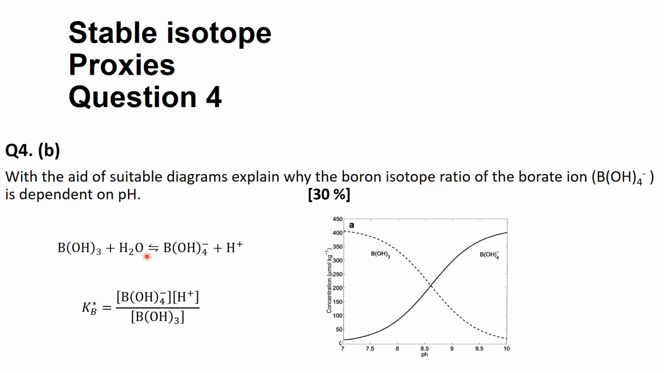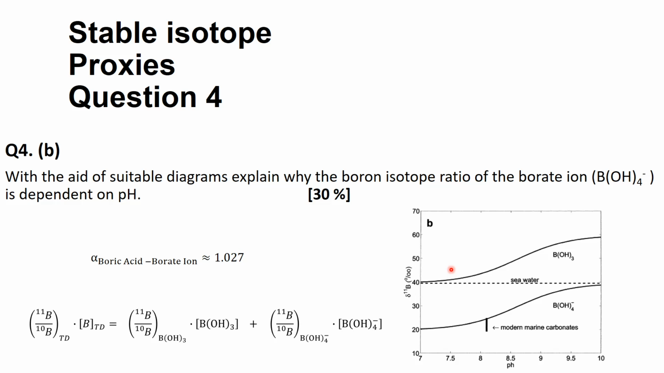So a good diagram to draw to show that would be this one here showing for different pHs the different concentrations of the two boron species. So at low pH over here, we've got predominantly boric acid, and at high pH, we've got predominantly the borate ion. Okay, so the next step in the reasoning as to why the isotope ratio of the borate ion is dependent on pH is that there is an isotope fractionation between the two species.